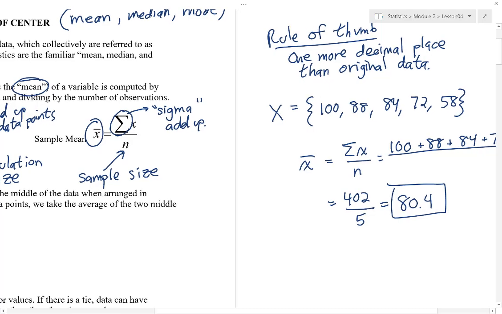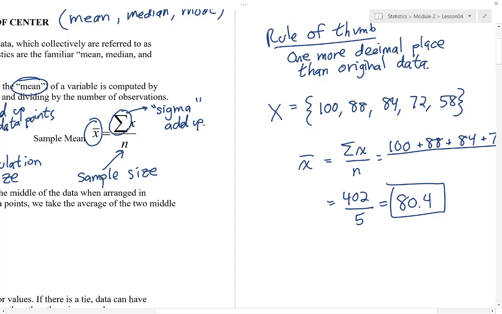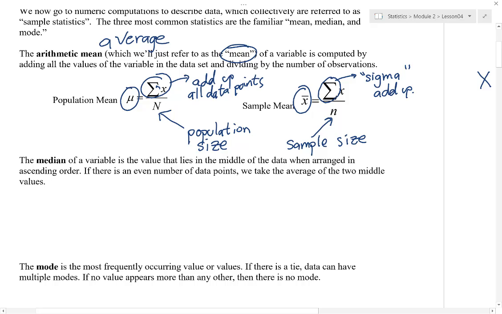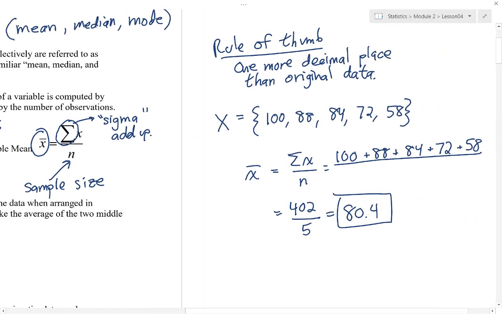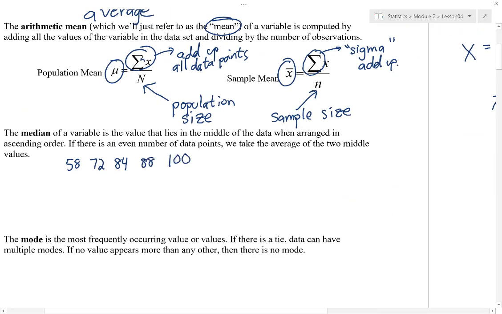So 58, 70. I've got to put these in order. That's 58, 72, 84, 88 and 100. So the median is the middle data point, which you can see here is the 84. You can count up from the edges and work your way toward the middle. And we'll do one more example here.